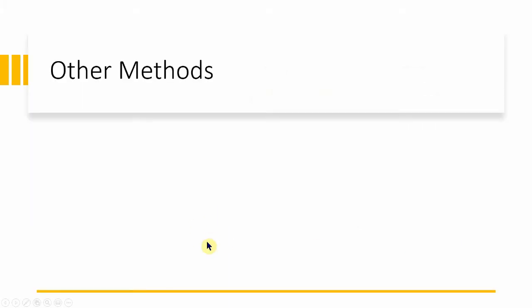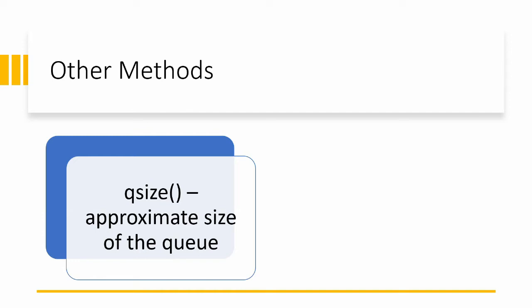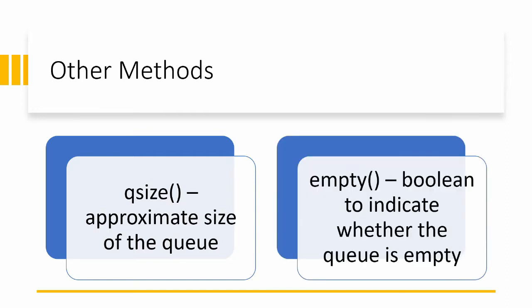But there are a couple of other methods. First one is queue size, which gives you the approximate size of the queue. And this is because between operations it might change slightly, which is why it's only an approximate size, but most of the time this is going to be spot on. And empty will just tell you if it's empty or not.